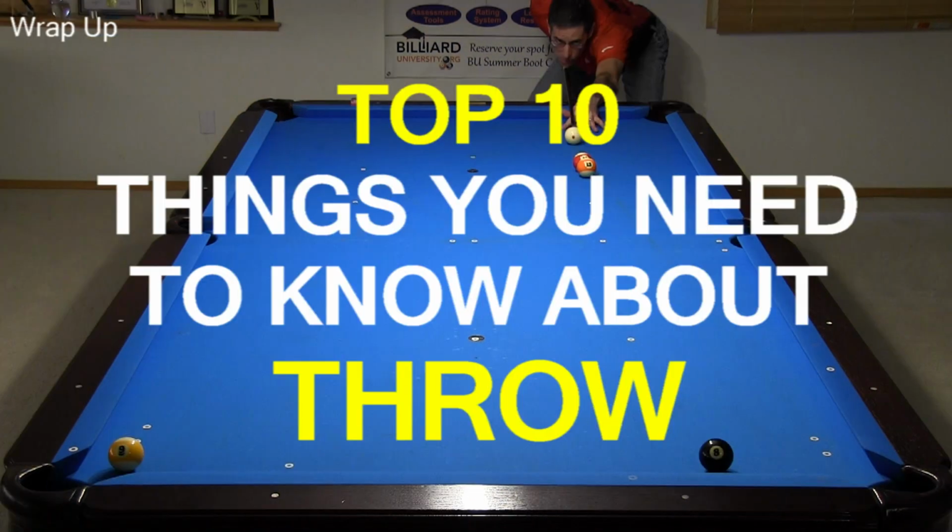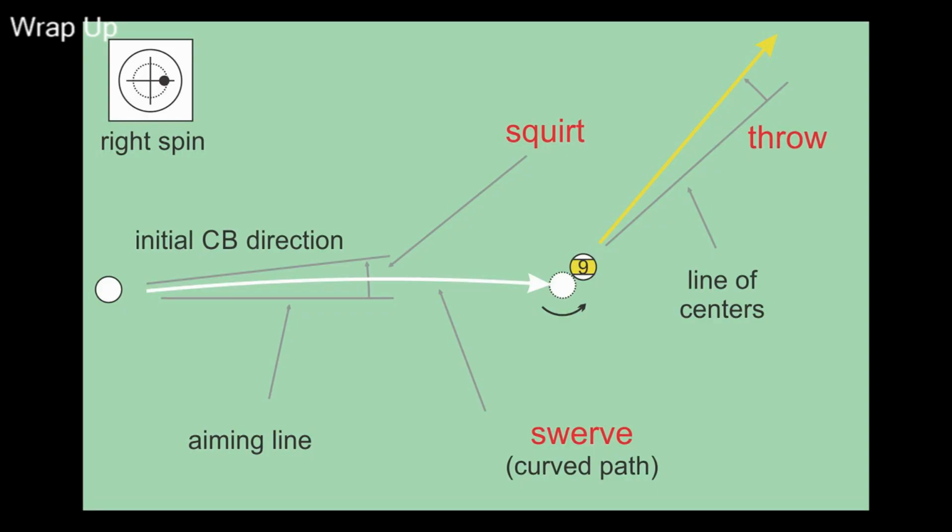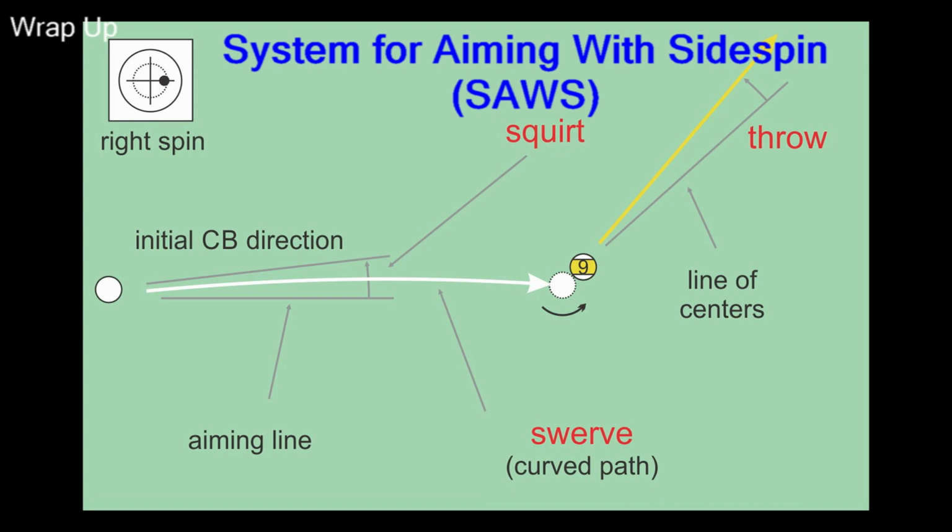I hope this video has helped improve your understanding of throw and its effects. Hopefully, this knowledge will help you pocket more balls. If you want more help with learning how to adjust your aim not only for throw, but also for cue ball deflection caused by squirt and swerve when using Sidespin, see my system for aiming with Sidespin. It covers everything in great detail and provides many game situation examples.